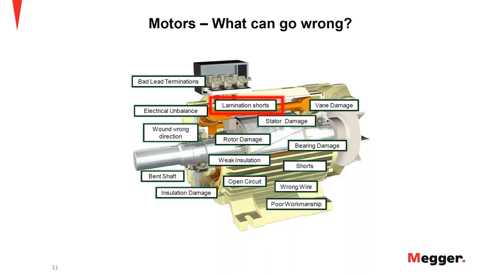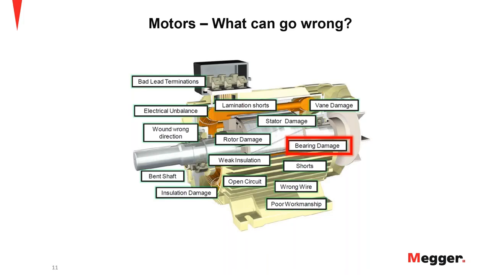And now we have lamination shorts. This can also be caused by overloading. Overloading brings excessive heat, and excessive heat will break down the insulation inside these laminations. And then we could have open circuit, manufacturing errors, or a fault in the winding that could burn a conductor open. This could cause the motor to stop.